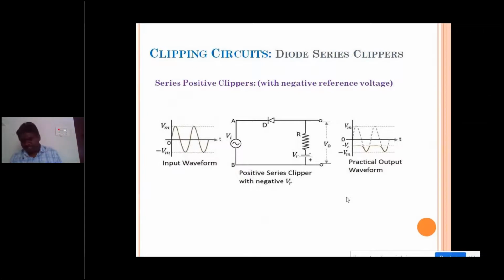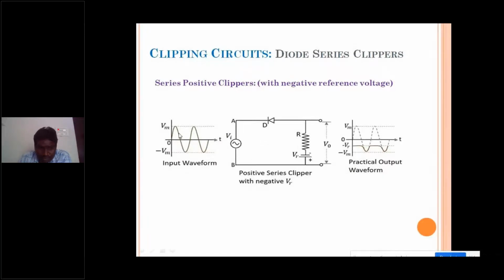I am moving fast now, because all the things are like that only. Series positive clippers with negative reference. In the previous slide, I used a positive reference, but here it is a negative reference, minus plus. Look here, I am applying a positive signal here, and this is a negative signal here. Anode side negative voltage, cathode side positive voltage. The diode gets reverse biased. No voltage is transmitted. So in the positive cycle, there is no voltage transmitted because the diode gets reverse biased.